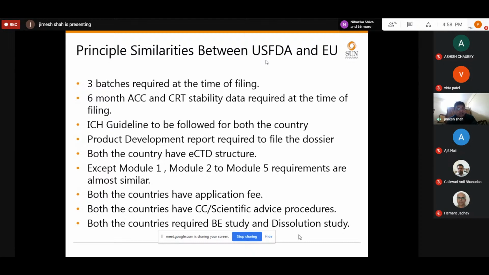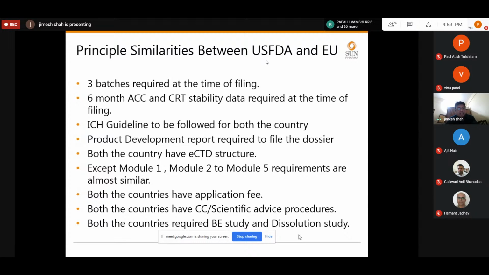Both the countries have the eCTD, that is the electronic common technical document structure, except module 1. Module 1 is nothing but the administrative part. The US has its own administrative part, and Europe has its own administrative part, because Europe has its own languages. So except module 1, module 2 to module 5 requirements are almost similar while compiling the dossier.